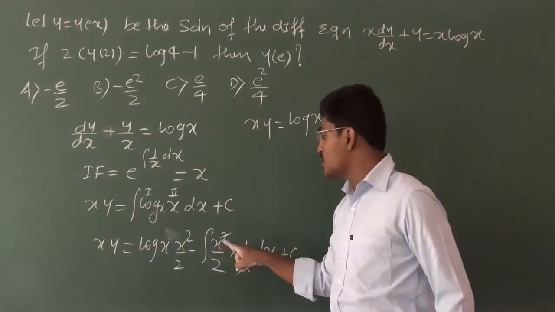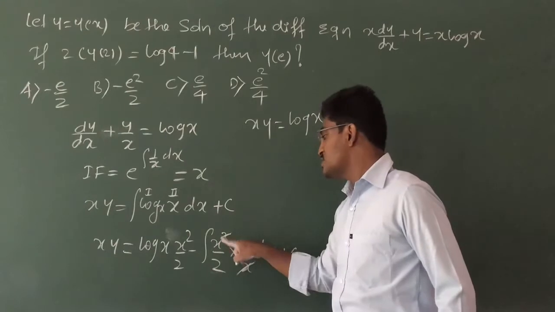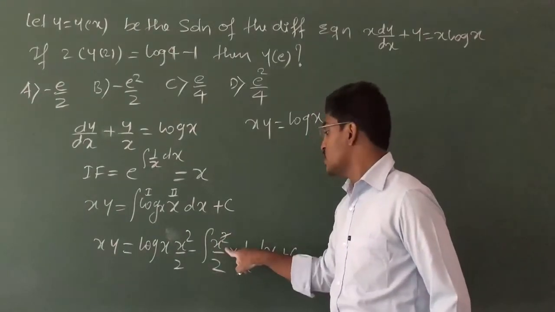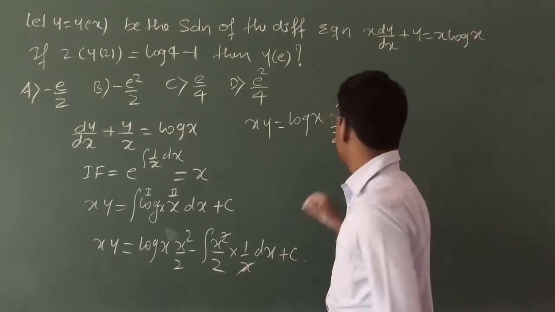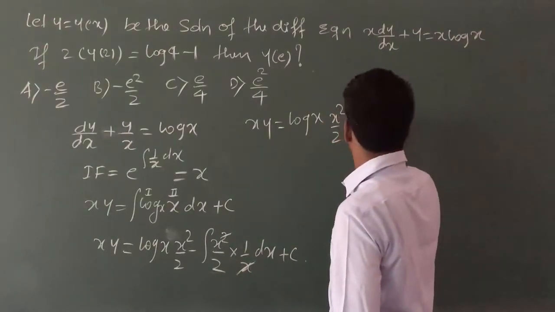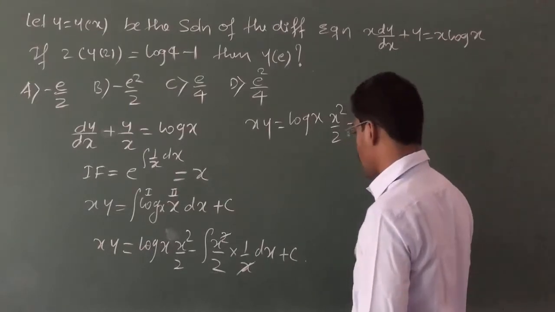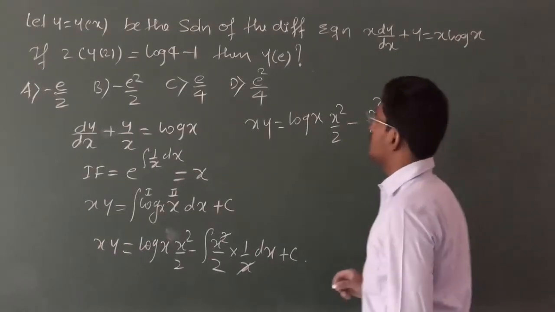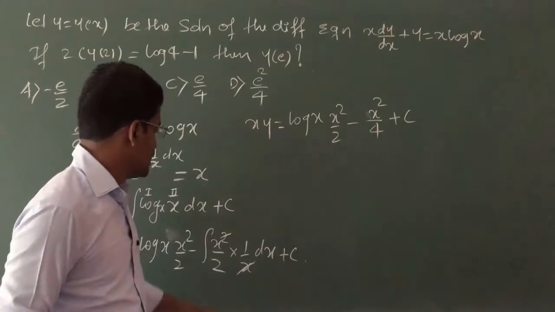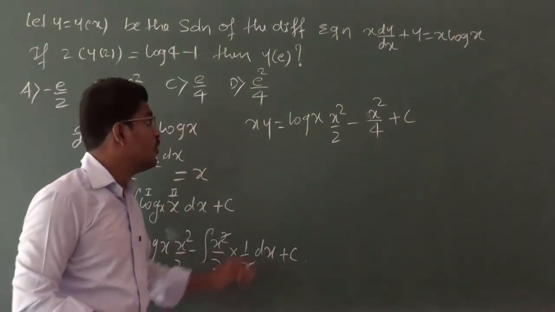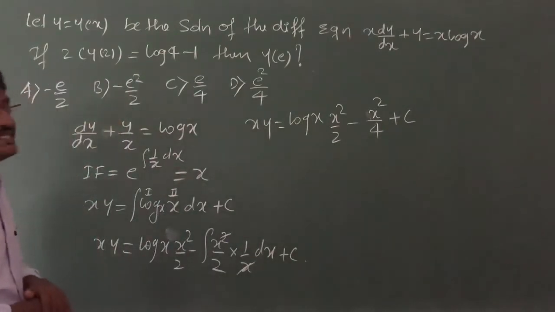X by 2 will be what? X to the power of 2 divided by 2. Clear? So x to the power of 2 divided by 2 is nothing but x square divided by 4 plus c. You are going to have this term. Clear? By integrating this term, it will be x square divided by 2. 2 into 2 will be 4. So x square by 4 plus c.